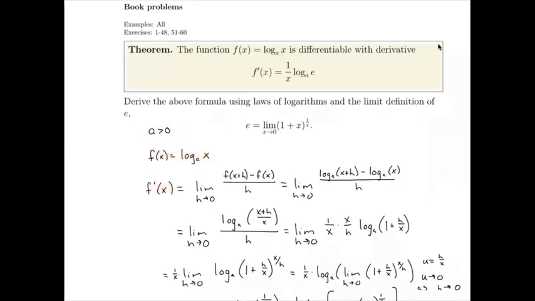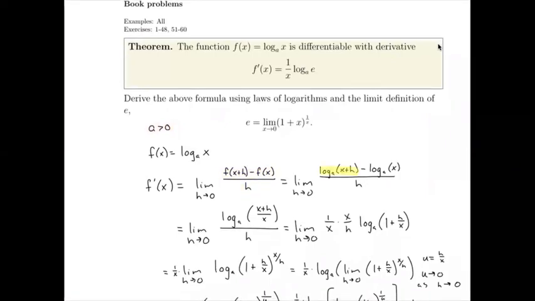So f prime of x, by our definition, right? This is a derivative we've never calculated before, so we're going to have to go back to the definition in order to establish what this thing is. So that's the difference quotient here. And when we plug in for f, we have log base a of x plus h minus log base a of x, over h. So that's our explicit difference quotient now.